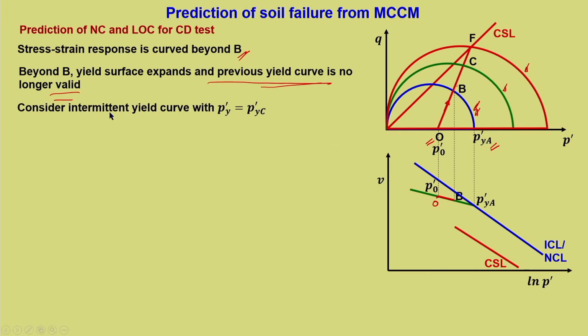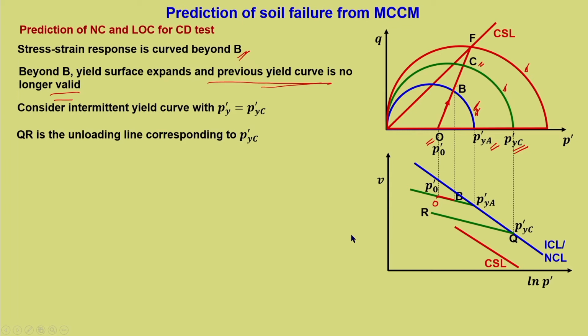Now, consider an intermittent yield curve with P dash y equal to P dash y C. Just because this is named as C, the extreme yield point is named as P dash y C. So, that is given here. Now, let us draw a loading unloading line from P dash y C just for our understanding. Now, this particular line QR is the unloading line corresponding to P dash y C.